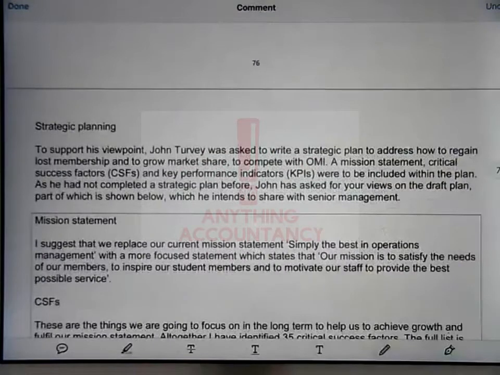Mission statement. I suggest we replace our current mission statement, simply the best in operations management, with a more focused mission statement. Our mission is to satisfy the needs of our members, to inspire our student members, and to motivate our staff to provide the best possible service. Well, that looks like a mouthful, yes or no? Correct? So can you criticize this? Yes or no? Can you criticize this?